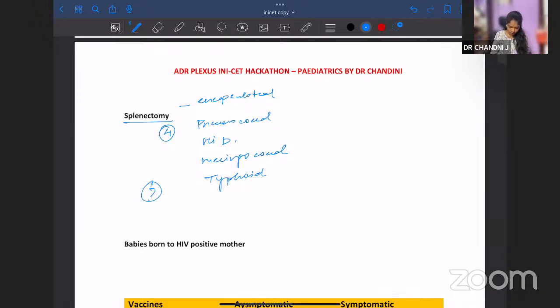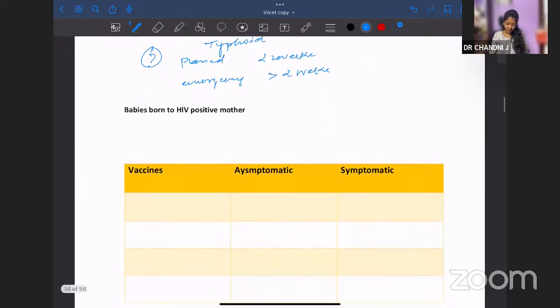When to give? If you are going for a planned splenectomy, then 2 weeks before the procedure, you have to give. Suppose you have done an emergency splenectomy, you have to wait for 2 weeks. After 2 weeks of the procedure only, you have to give. Planned, before 2 weeks. If it's emergency, after 2 weeks. Clear? Splenectomy. Now, baby is born to HIV positive mother.